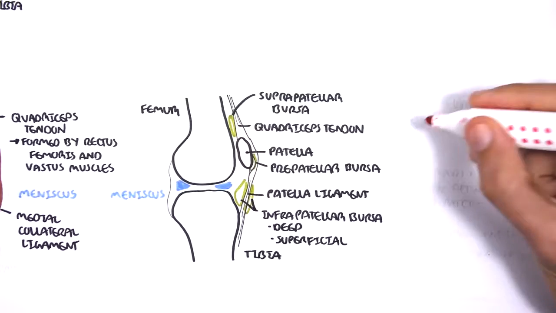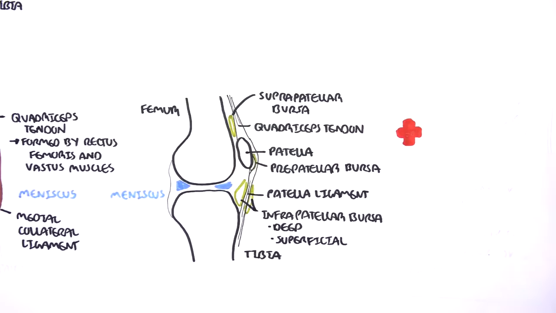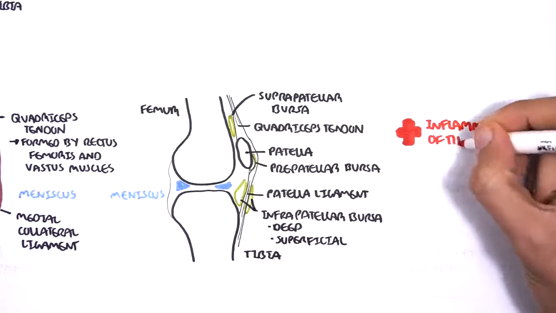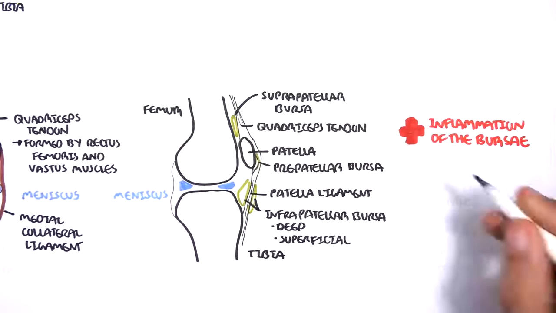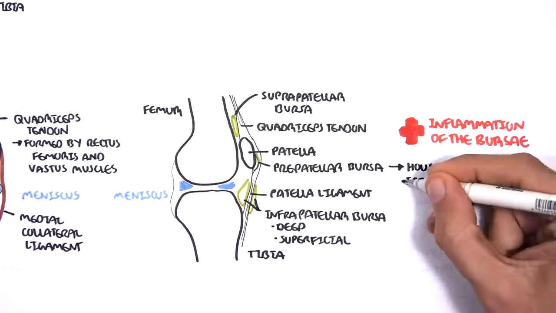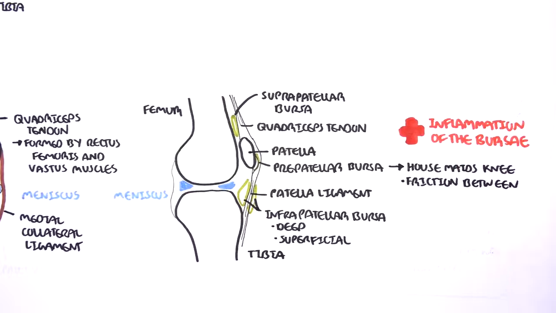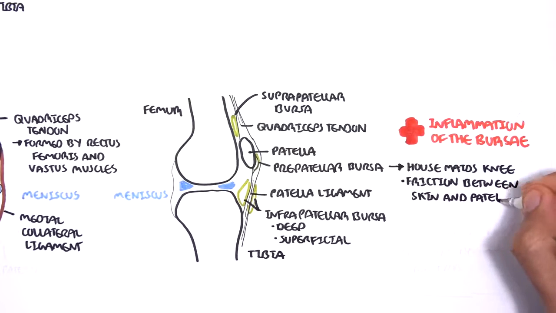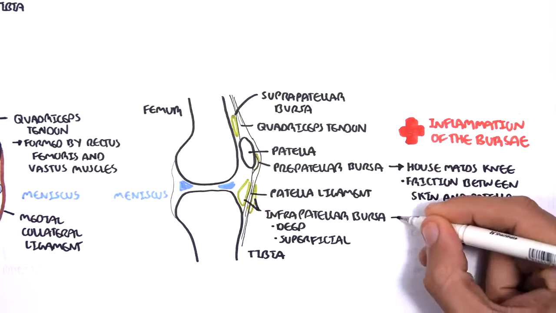Clinically, the bursa can get inflamed because of irritation between the skin and bone from overuse and friction. The prepatellar bursa can get inflamed. This is known as housemaid's knee. This is because supposedly housemaids are on their knees and scrub the floor. This will cause friction between the skin and the patella, leading to inflammation of the bursa between the two.